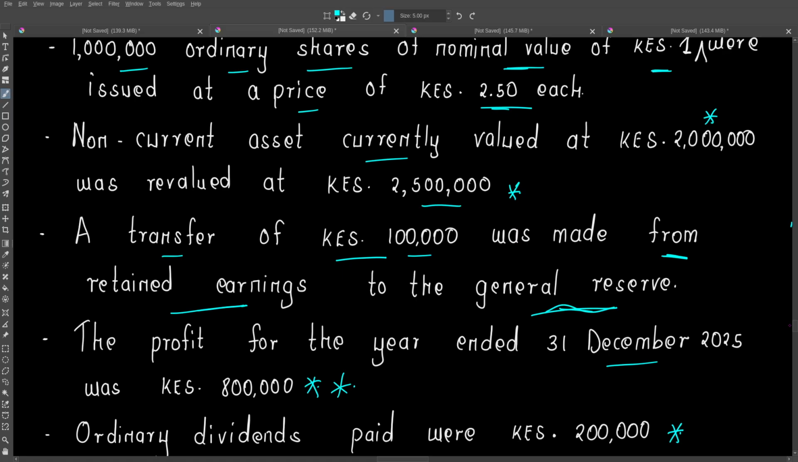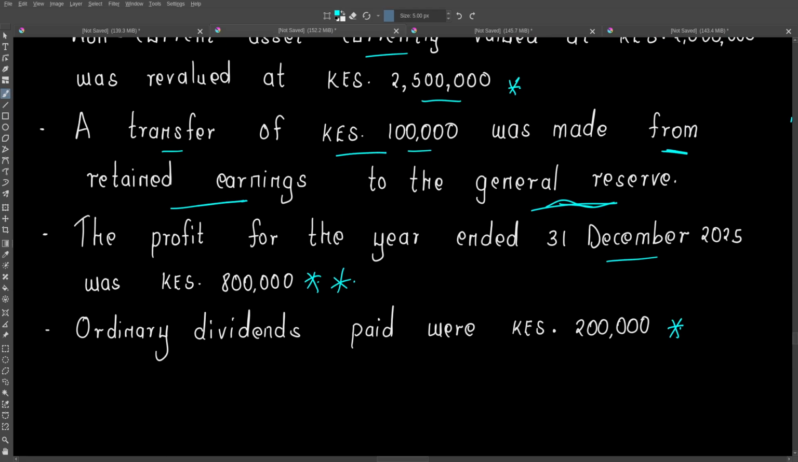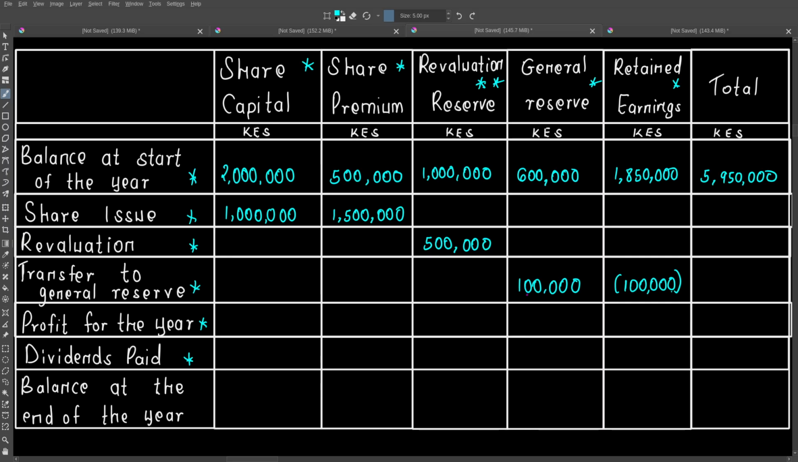Now let us look at the other. We are told the profit for the year ended 31st December 2025 was Kenyan shillings 800,000. So that one is usually added to our retained earnings. Basically, the retained earnings come from the profits, and then we distribute them, whether we're paying dividends or moving to our reserves. So here we are going to add to retained earnings our profit for the year, 800,000.